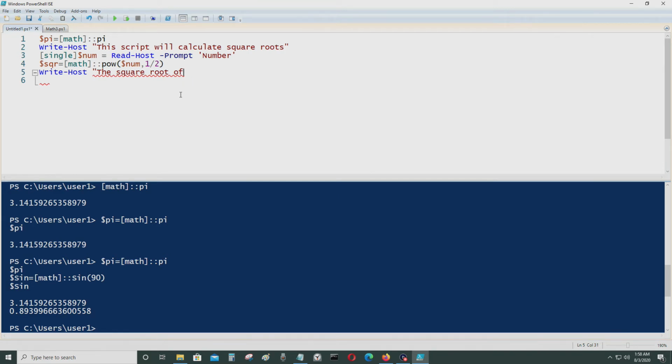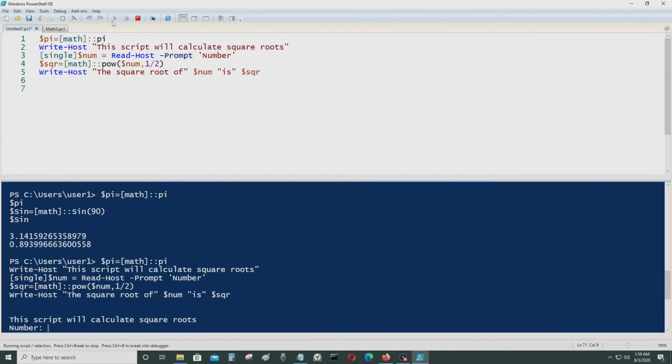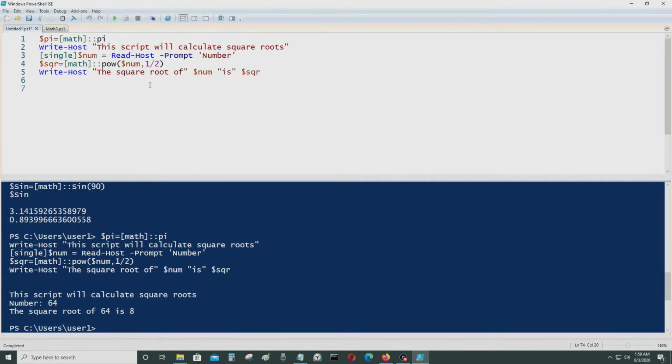The square root of number is the square root. So let's say square root of 64. The square root of 64 is 8, and that's how it came out by using the math function.